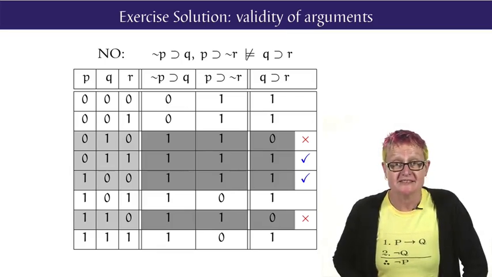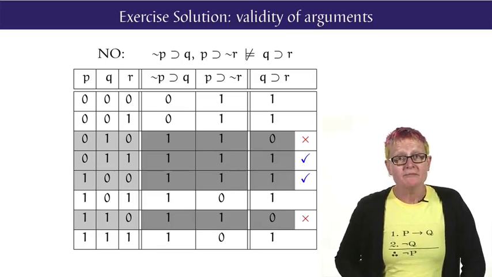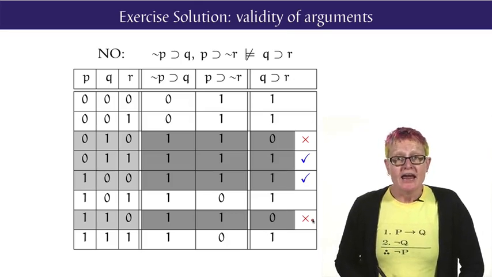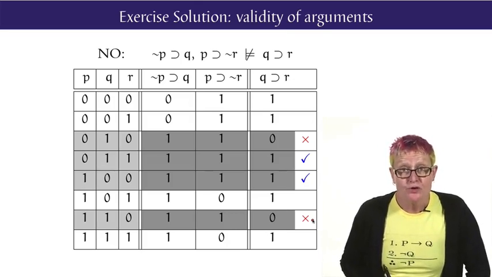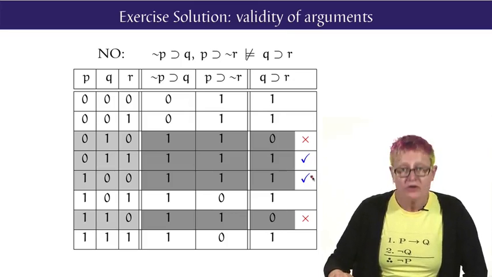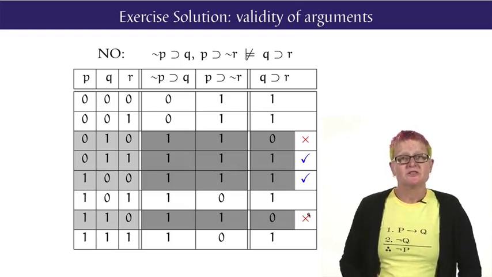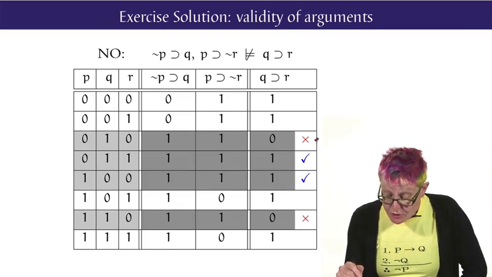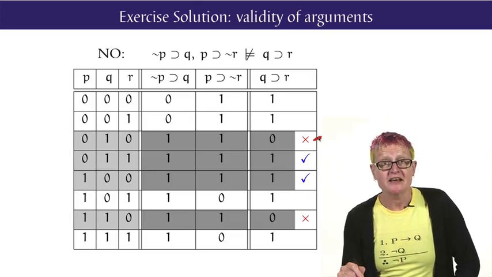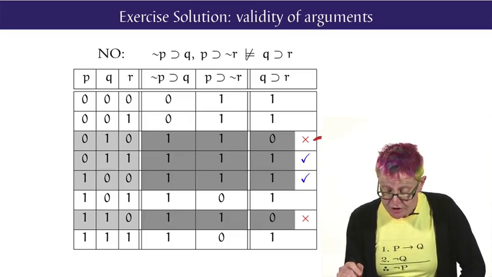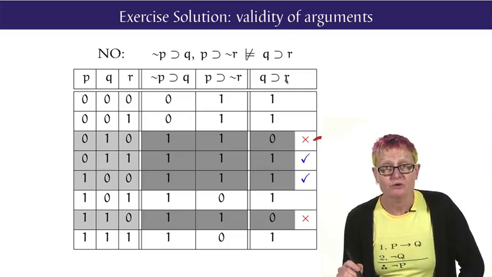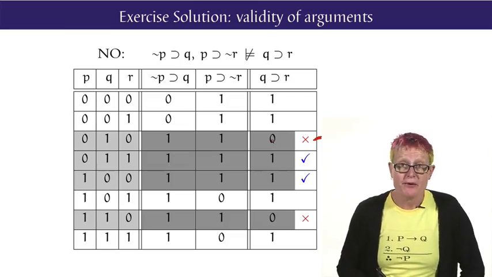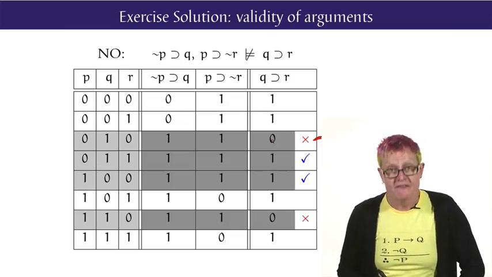How did you go with this exercise? For this one, we can identify 4 rows of the truth table in which the 2 premises are both true. The third, the fourth, the fifth, and the seventh, which have been highlighted for emphasis. Checking these in turn, the third one gives us failure of validity because there the conclusion, Q implies R, is false. We get the 1, 1, 0 pattern across the row for premise, premise, conclusion, and so fail.